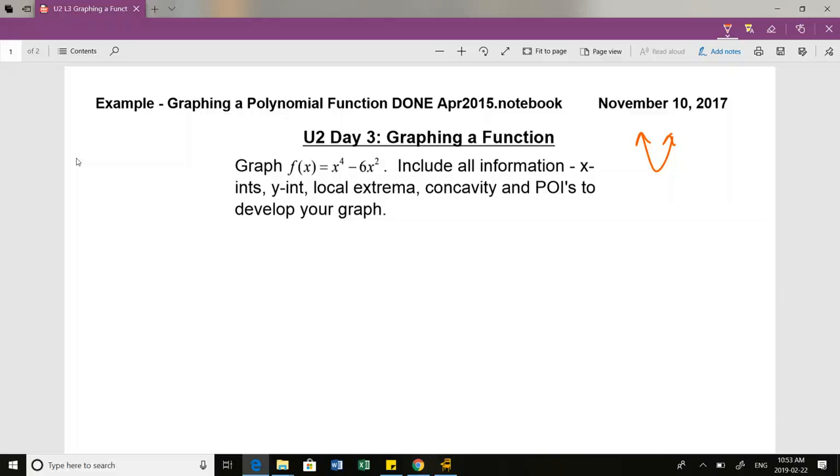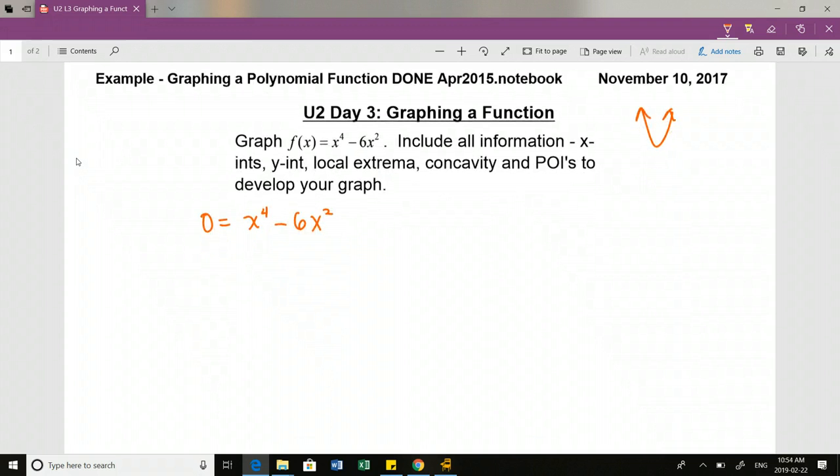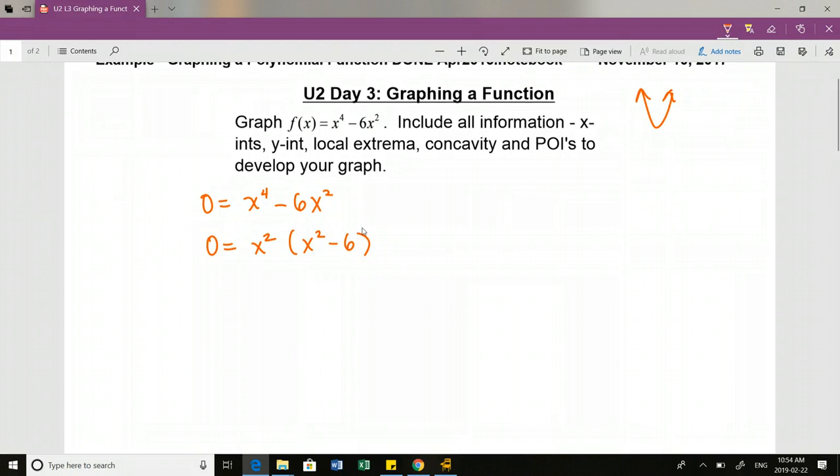Okay, moving forward. X-intercepts. In order to find x-intercepts, we need to first set f of x equal to 0. That's where we're solving for where y equals 0. What is x? Okay, and I think we should be able to do this by common factoring. And this is not a difference of squares, but we can still solve it, right? So we can't factor any further, but I know that here x equals 0.